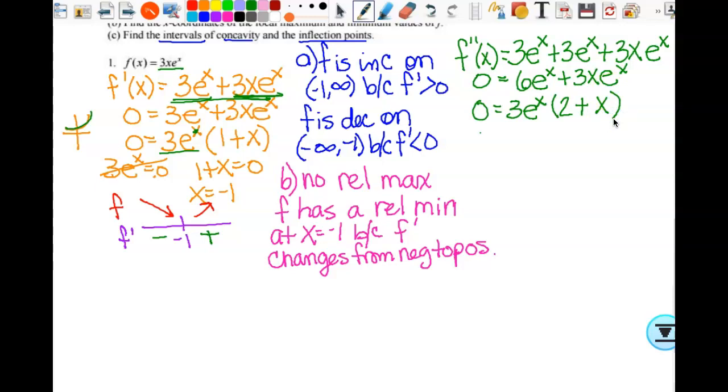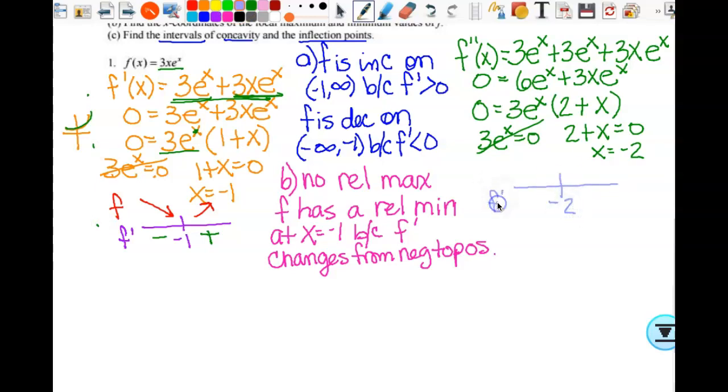Okay, so 3e to the x, I set equal to 0, and 2 plus x, I set equal to 0. Well, that is the exact same thing we did over there. We get nothing from that, right? And we get that x equals -2. All right, so then same kind of process here. We found the derivative, we found the zeros. We're going to do a sign chart. So sign chart, all I got on there is -2.